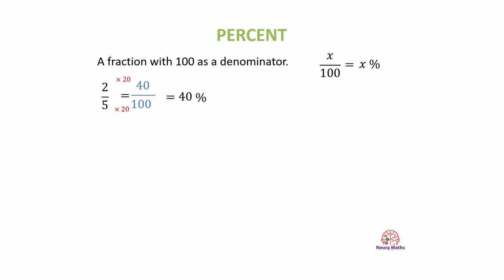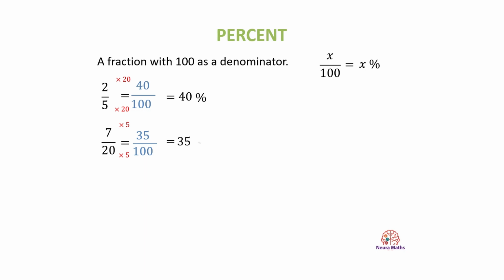Another example, 7 over 20. What factor do we multiply by to make the denominator 100? The proper factor here is 5, so we need to multiply up and down by 5, and this gives us 35 over 100, which is 35%.